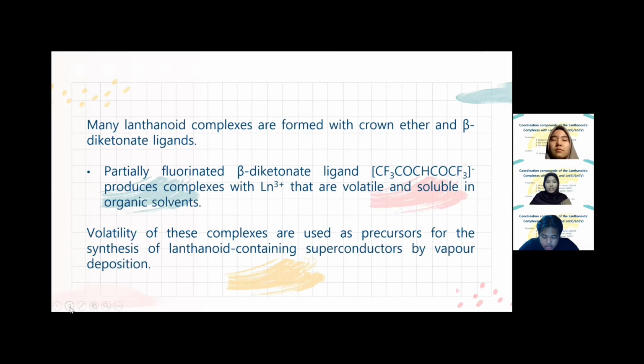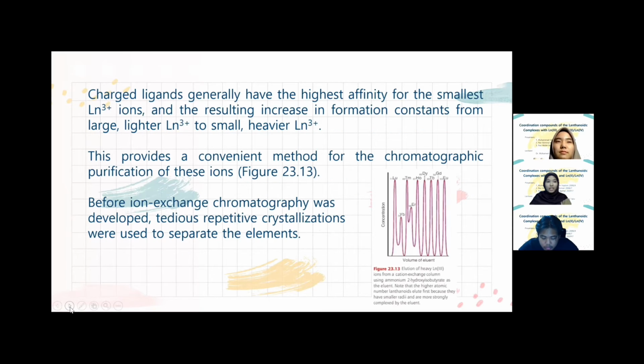The volatility of these complexes is used for precursors in the synthesis of lanthanoid-containing superconductors by vapor deposition. Moreover, charged ligands generally have the highest affinity for the smallest lanthanoid 3+ ions, and the resulting increase in formation constants from large, lighter lanthanoid 3+ to small, heavier lanthanoid 3+.